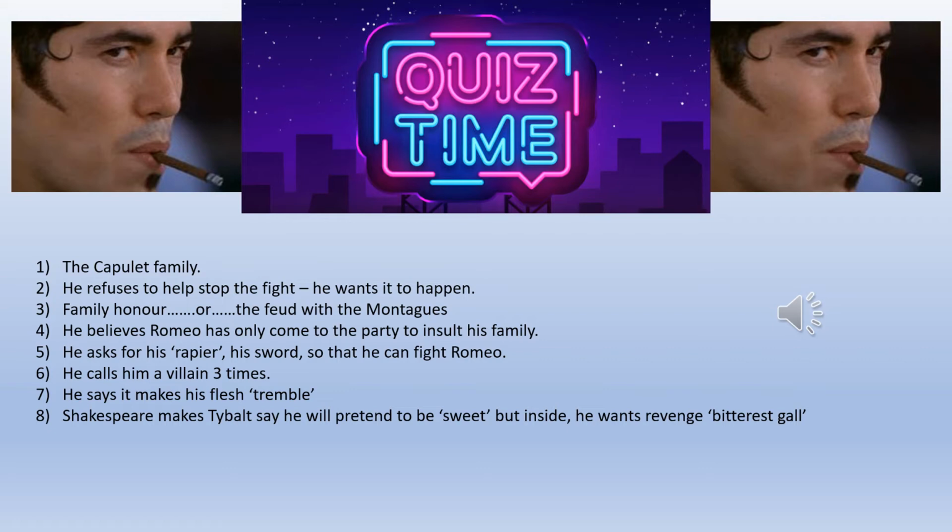I included this slide just to remind you of some of the things that you already know about Tybalt. There's one more slide for today's lesson, and that's got your remember to do these things list on it. Okay.